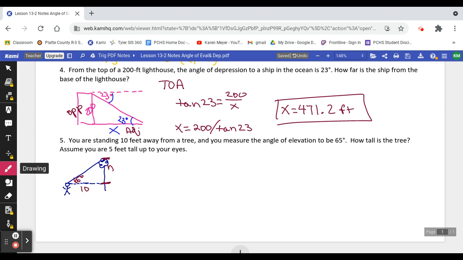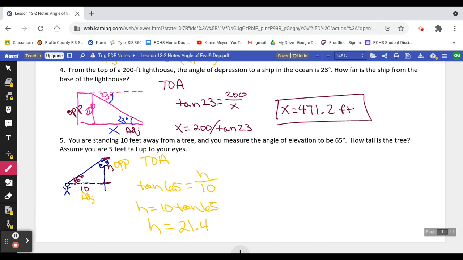Okay, so 10 touches my angle, so that's adjacent. H is across from my angle, so that is the opposite. And once again, opposite adjacent is the tangent. So tan 65 equals H over 10. If the variable's on the top, you're going to multiply. So 10 tan 65. And I get that on my calculator to be 21.4.